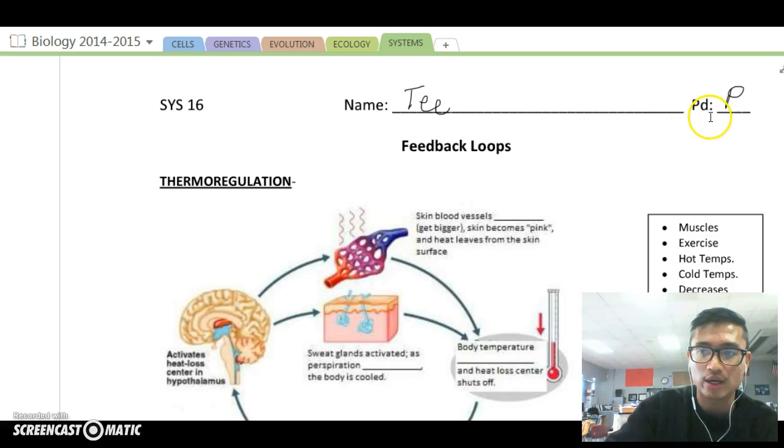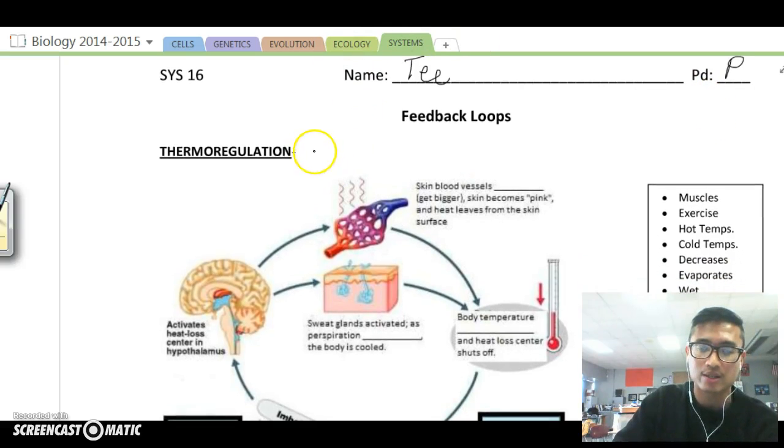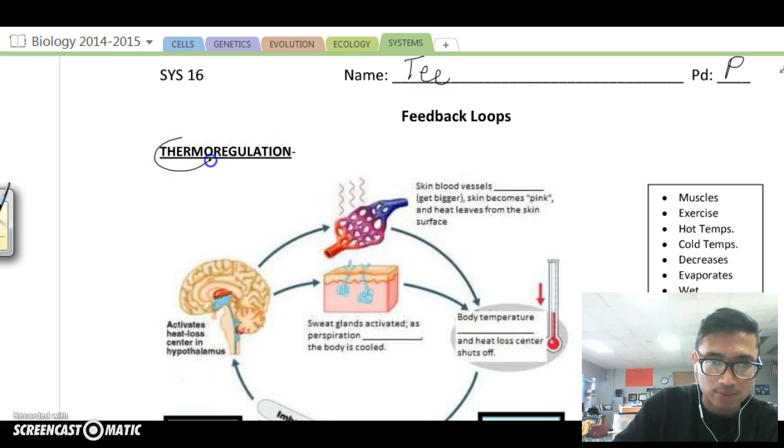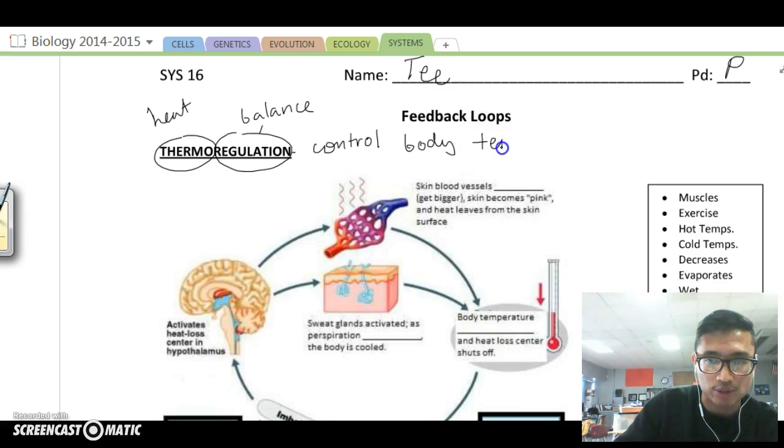Basically, there's something going on that's promoting a response. So that something that's promoting a response is called a stimulus. And our first example is going to be thermo, which means heat. And regulation, you guys probably heard that word before. Regulation just means something like balance or control, okay? So we're trying to balance or control our body temperature. Thermoregulation, again, control body temperature.